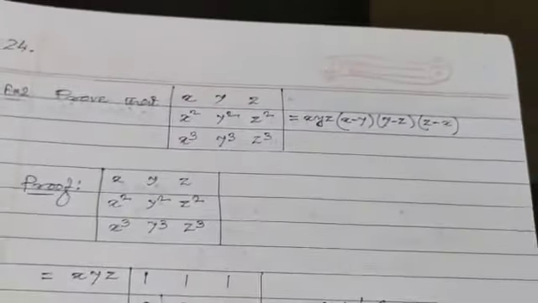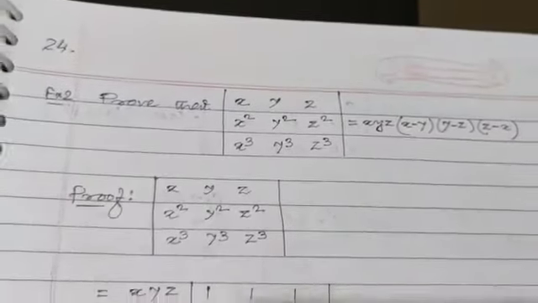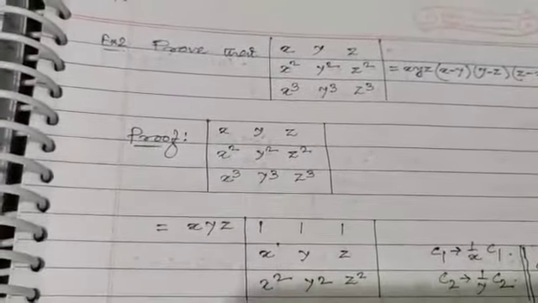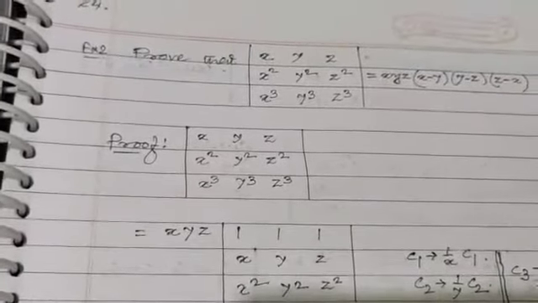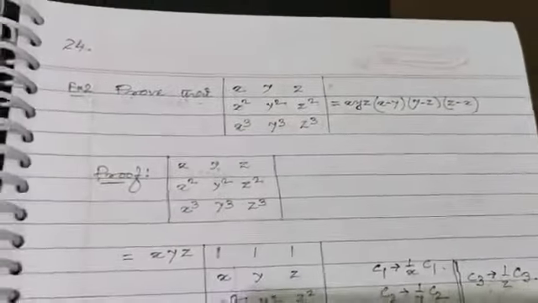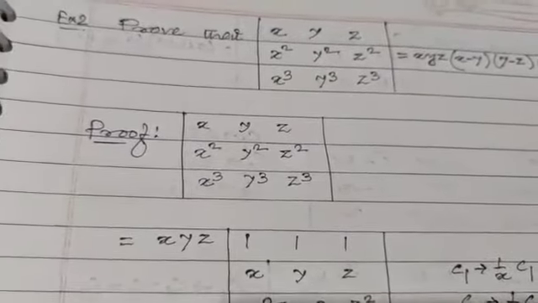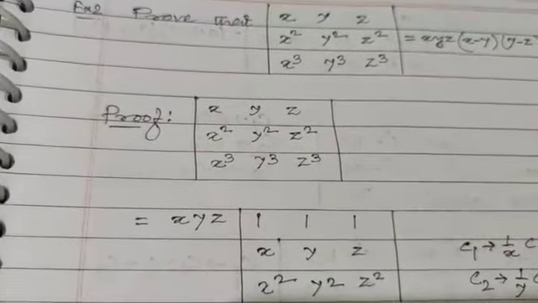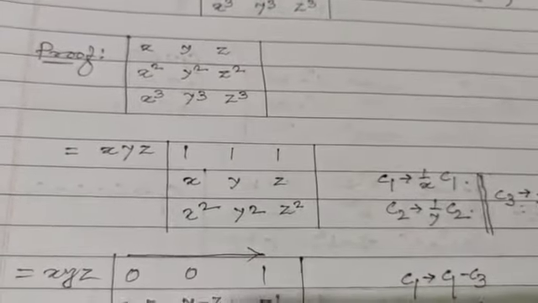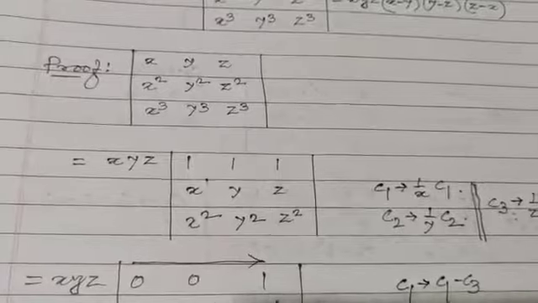So our target is to get the factor x minus y or y minus z or z minus x in a particular row or particular column. So remember, our result is xyz into (x minus y) into (y minus z) into (z minus x). If you see carefully, the first column has a common factor x, the second column has another common factor y, and the third column also has a common factor z. Taking these three common factors out of the determinant, we get xyz into the determinant with rows 1 1 1, x square y square z square.